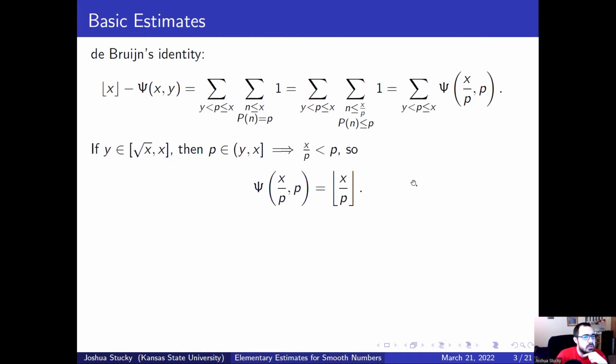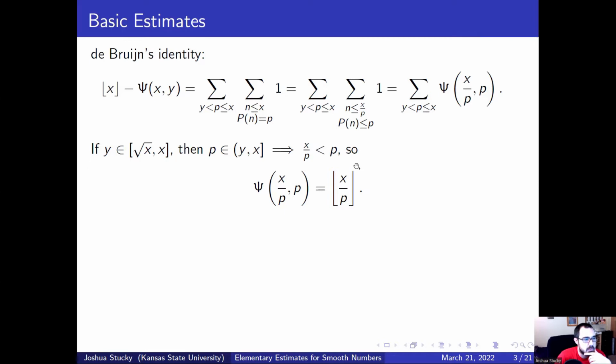So the first thing I want to do is prove a very simple estimate when y is very large. If y is greater than the square root of x, and p is a prime that's bigger than y, then when I do x over p, I'm now less than p, right? x over p is less than the square root of x, which is less than p. So in that case, the p here in the summatory function is doing nothing. All the numbers trivially have all their prime factors less than p because they're just less than p.